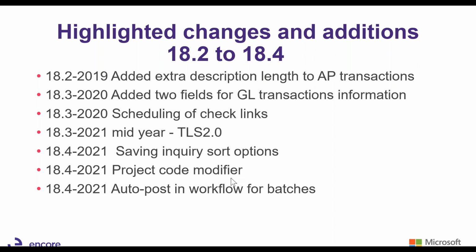In 18.4, they also added project code modifiers. So if you're a project accounting firm that uses project accounting, you can change your project codes. This allows you to change your project code from A to B, and that way you can combine them together. You can streamline and correct some of the errors that may have been made through data entry. It's a very powerful tool, very much like the account changer, the customer changer, and the vendor changer, which were in previous releases. It's now available for the project code as well.